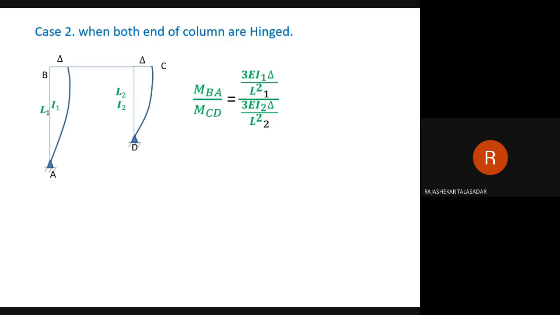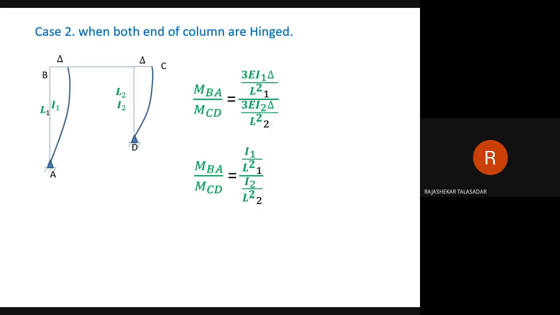Therefore, again, this end is also hinged. This end is also hinged. It is 3 EI delta by L square. I is I1, delta remains the same, L1 square. It is I2 by L2 square. Again, 3E delta is common, so they will cancel. Therefore, you will get MBA by MCD equal to I1 by L1 square over I2 by L2 square. This ratio will not change if both ends are fixed or both ends are hinged. Same. That means you have to calculate MBA by MCD equals I1 by L1 square divided by I2 by L2 square.